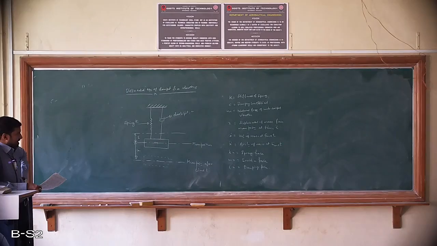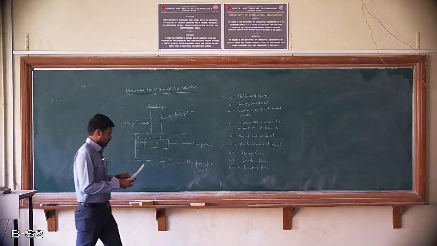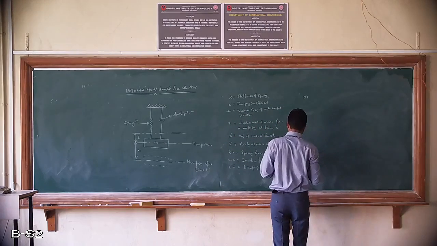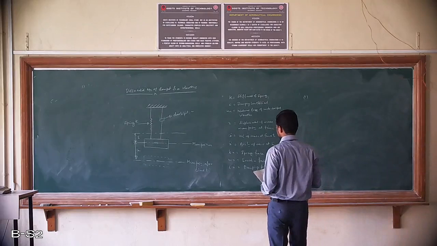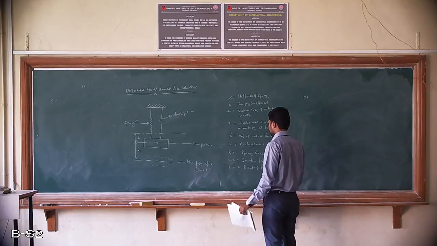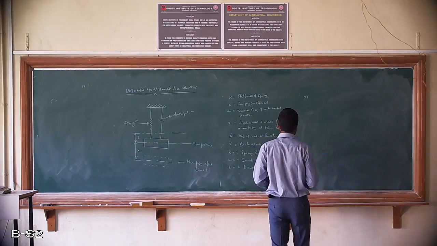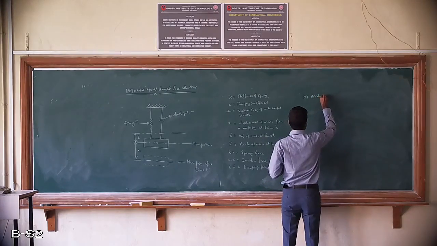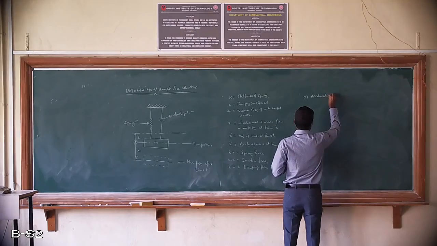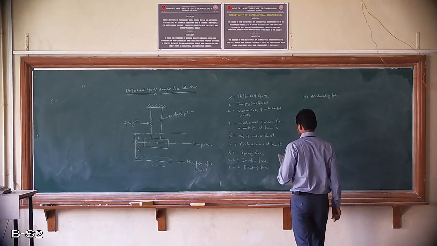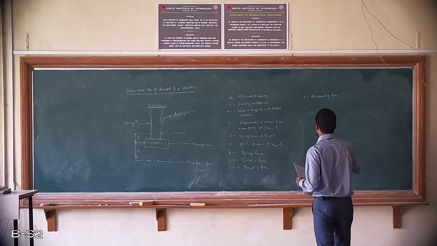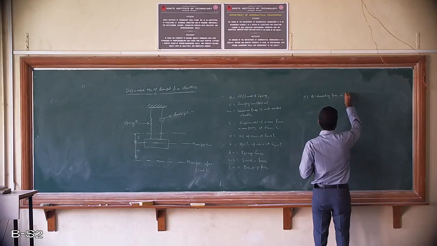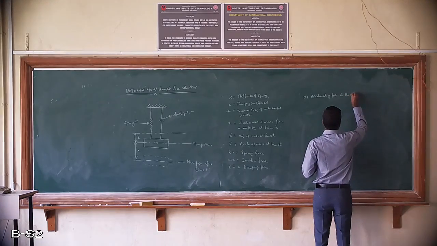The forces acting are also important. So first one is, what are the different forces? Mx double dot is the one force, Cx dot is the one force, and Kx is the one force. So in detail I am going to write accelerating force in the direction of motion.